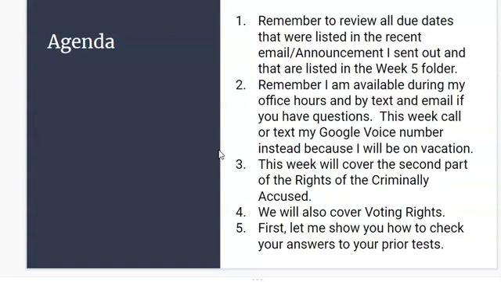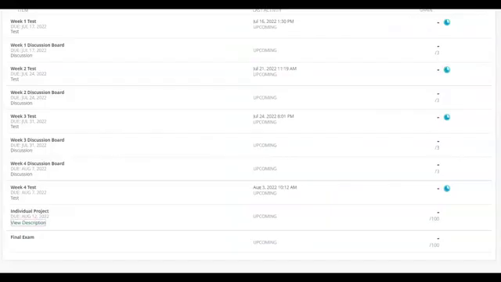So one thing I want to do first is share my screen and show you how to check your answers on your prior tests, because that's one thing you're going to want to do when you're preparing for the final exam. And if I don't remember to tell you how to do that now, I might forget later on once I start telling you all about the rest of the rights of the criminally accused and voting rights.